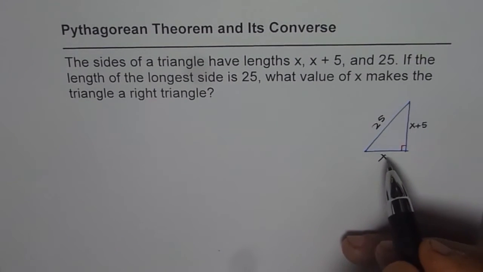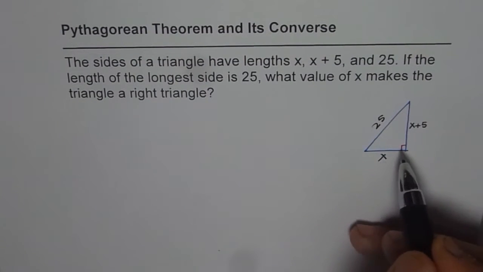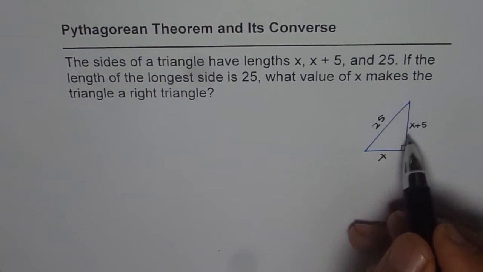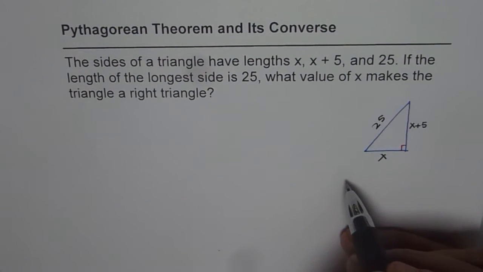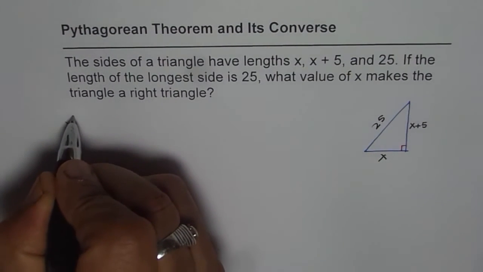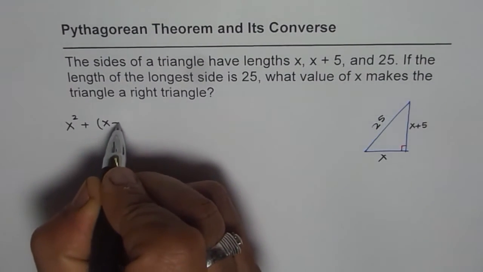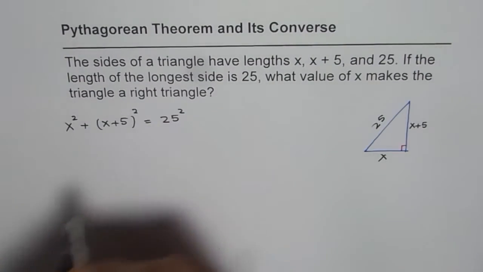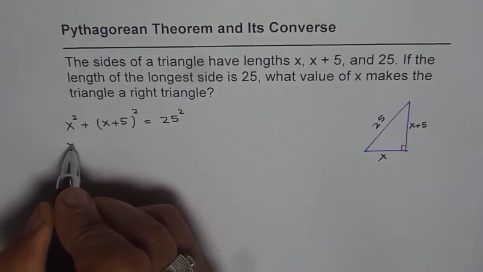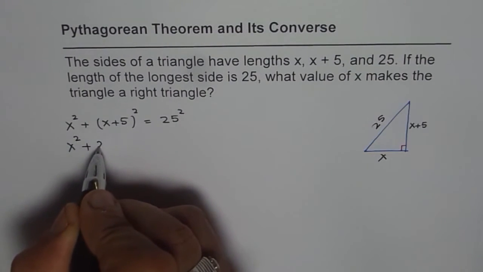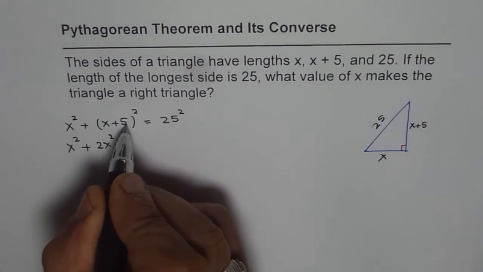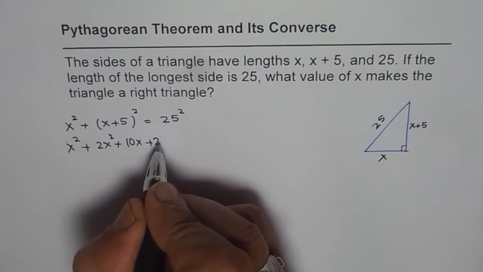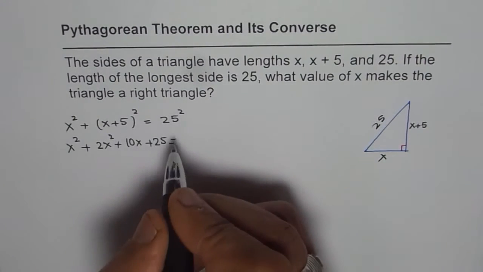It says that if the three sides form a right triangle, then the sum of squares of the legs is equal to the square of the hypotenuse, right? So we can write this as x square plus (x plus 5) whole square should be equal to 25 square, correct? Now we can expand and simplify. We get x square plus x square plus 2 times 5 times x, which is 10x, and 5 square is 25, so plus 25 equals 25 square, which is 625.